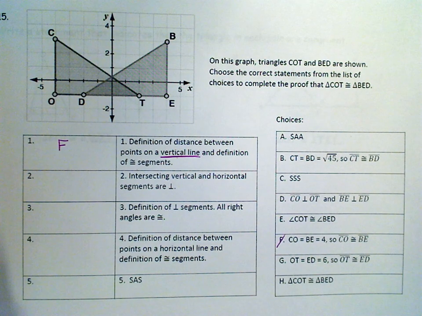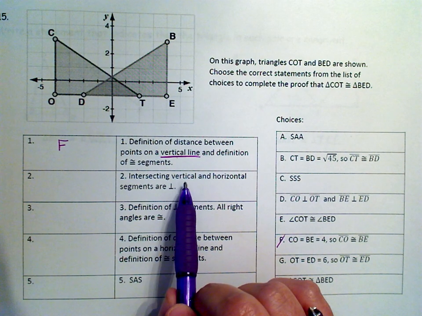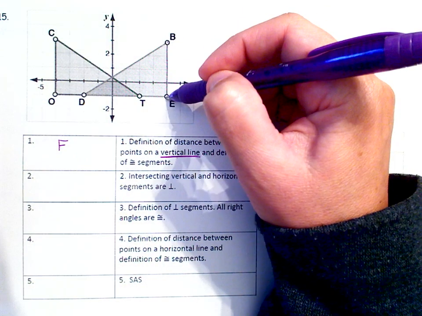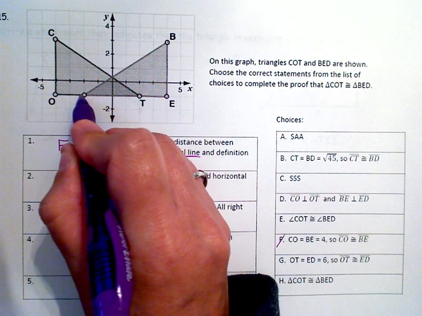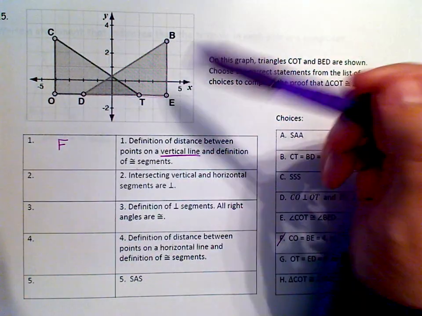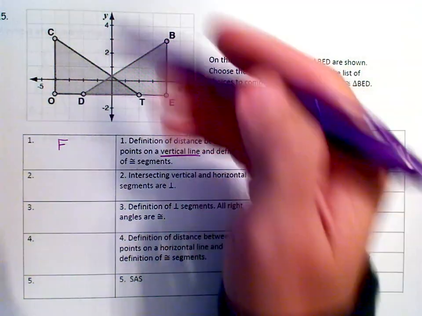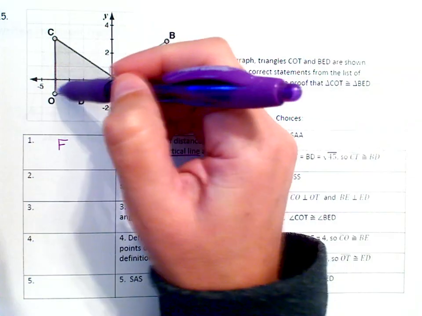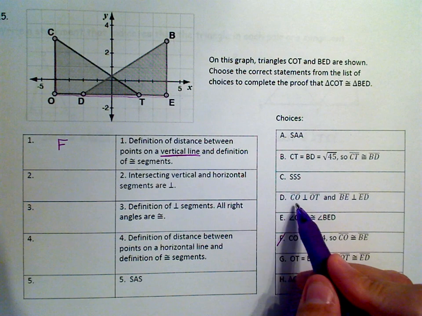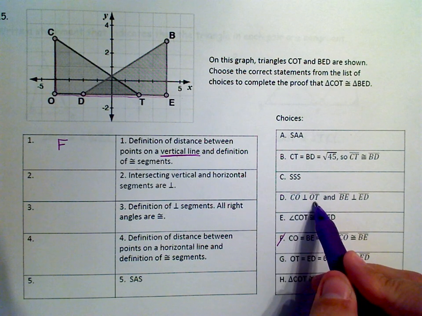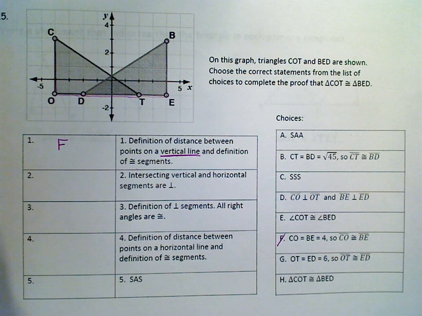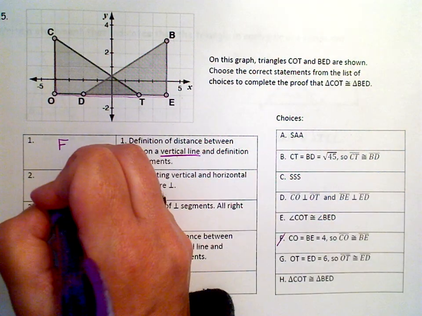Okay. Then it says intersecting vertical and horizontal segments are perpendicular. Well, here's a vertical segment and here's a horizontal segment. So they must be perpendicular. That's BE and ED. And then here's a vertical and another horizontal. So that's CO and OT. So right here, these are my intersecting horizontal and vertical lines that are perpendicular to each other. So this would be D.